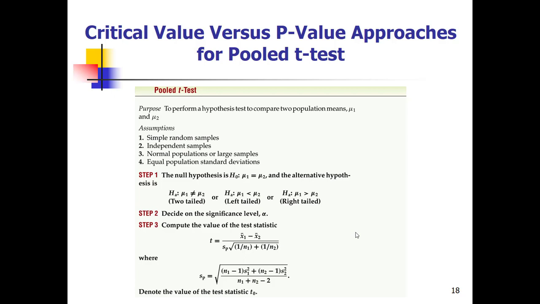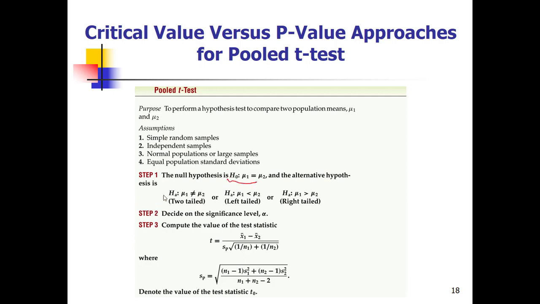In the first two slides, we just compare the pooled t-test with the p-value approach. The steps are the same. In total we have 6 steps, and the first steps are the same. We have some assumptions. We define our null hypothesis.